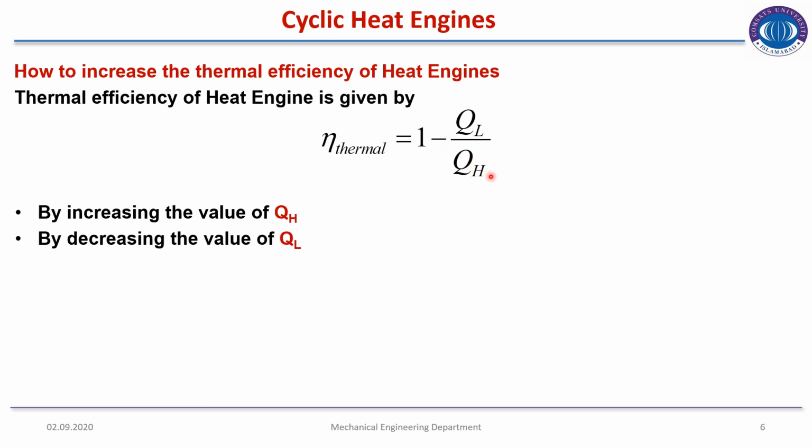So the first way is to increase the value of QH, and the other method is to decrease the value of QL, that is QL is in the numerator whereas QH is in the denominator. So by increasing the denominator or by reducing the numerator, the thermal efficiency can be increased.